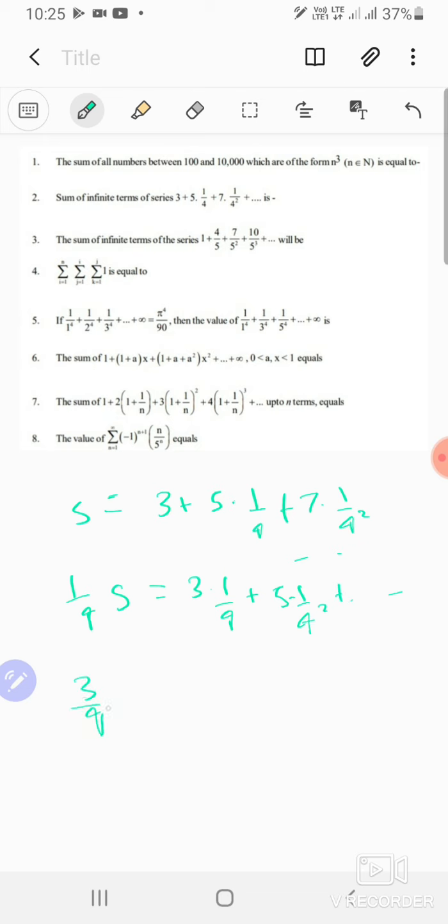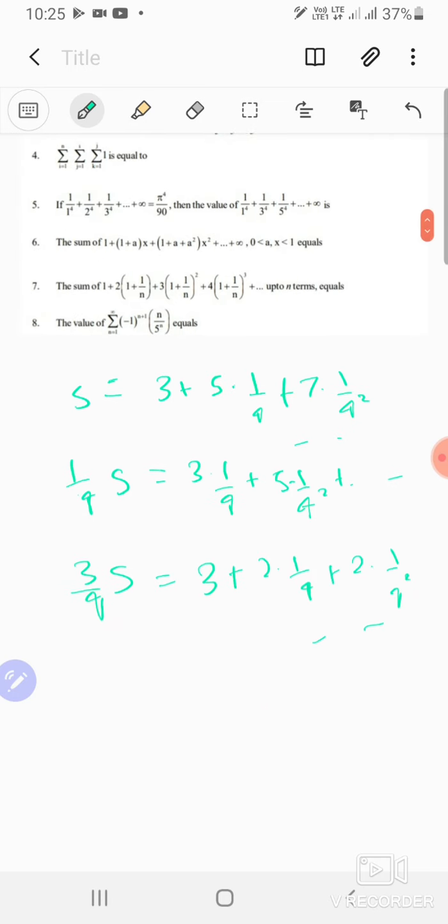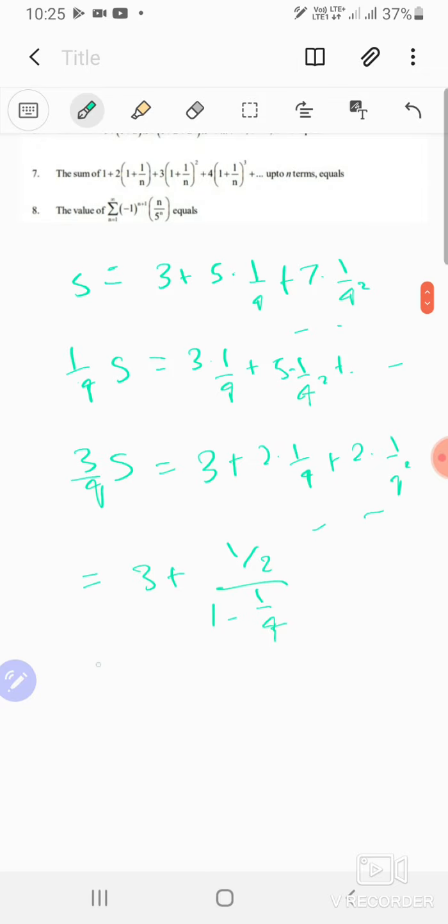So 3 by 4 s, when you subtract this from that, that's going to give me 3 plus 5 minus 3 is 2, so 2 into 1 by 4, plus 7 minus 5 is also 2, so 2 into 1 by 4 squared, keeps going like that, right? So it's supposed to be 3 plus 2, then 2 by 4 is just half, the ratio is 1 by 4, so 1 minus 1 by 4, right? Just a upon 1 minus r, the formula.